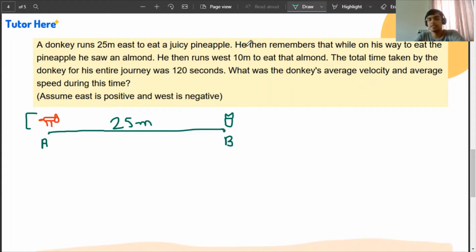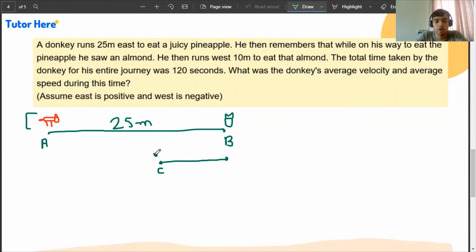He then remembers that while on his way to eat the pineapple, he saw an almond. So he also saw an almond on the road. This is a very hungry donkey. He then runs west 10 meters to eat that almond. So let's say he came to B, and what did he do? He traveled 10 meters west to eat that almond.